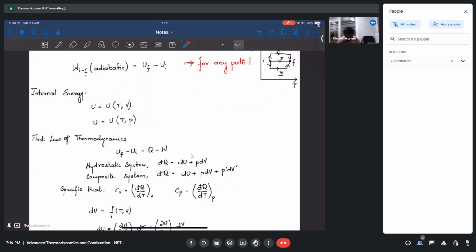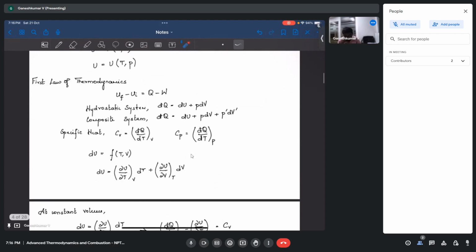And then we revised the first law of thermodynamics. The first law of thermodynamics says the change in energy of the system is nothing but the heat coming to the system, where heat coming to the system is positive, and the work done by the system.